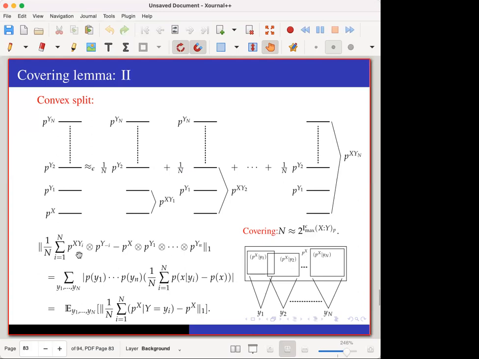Now let us see what the L1 distance is in the convex split. This is the convex split state. This is the fully product state. You can easily see, writing it in terms of the symbols y1 to yn, that this L1 distance has this expression. That is because the marginals on y are the same for the second term. They're the same for the first term. The only difference is that in the first term, the distribution of x depends on yi, and in the second term, the distribution of x is independent of yi. So that's it. I goes from 1 to n. And this thing is nothing but the L1 distance between the sample average of the conditional probability distribution.